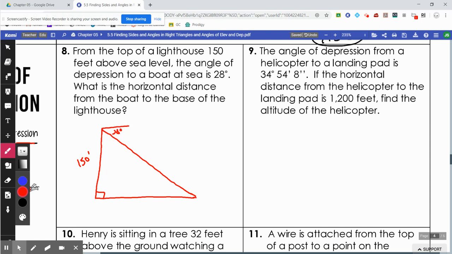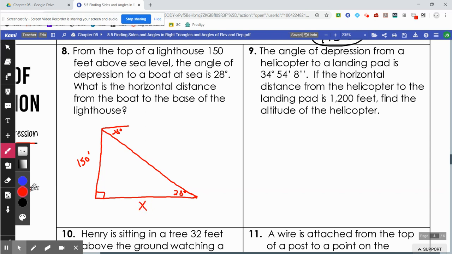That angle of depression of 28 degrees actually means this angle, these two would add up to 90. That means that this angle would be 62 degrees. So you got to be careful if you want to use that angle, or from what I just told you, the angle of depression and the angle of elevation in the opposite direction would be the same angle. What is the horizontal distance from the boat, which is right here, to the base of the lighthouse?